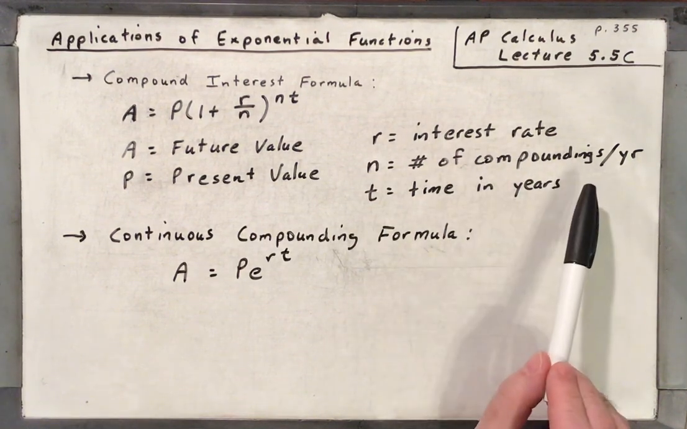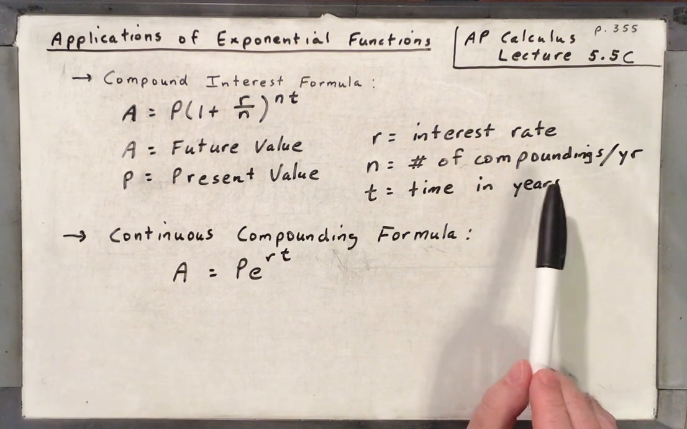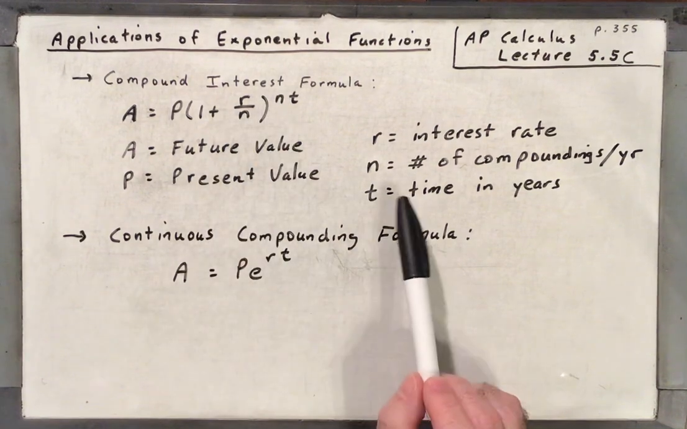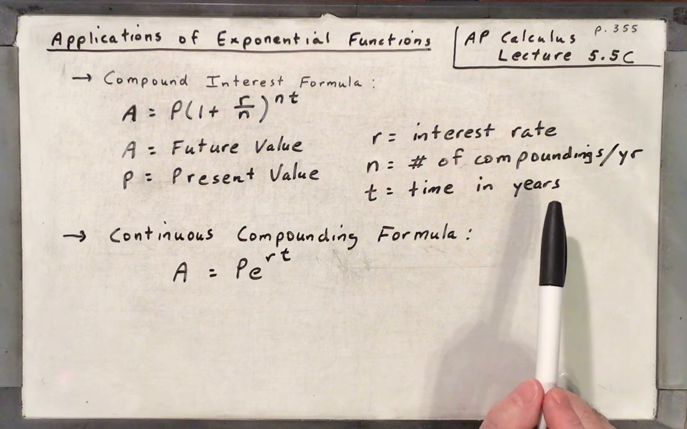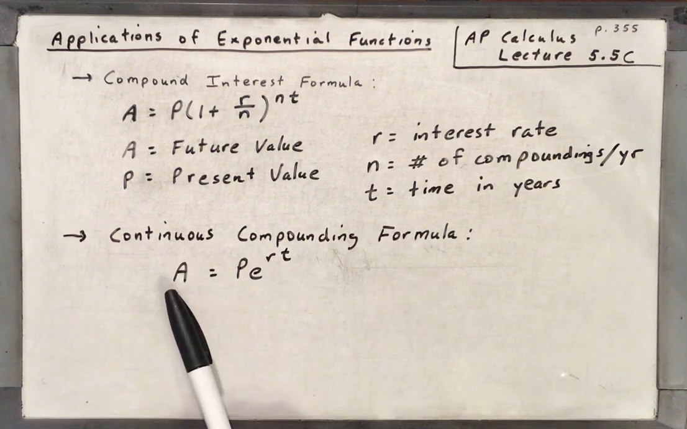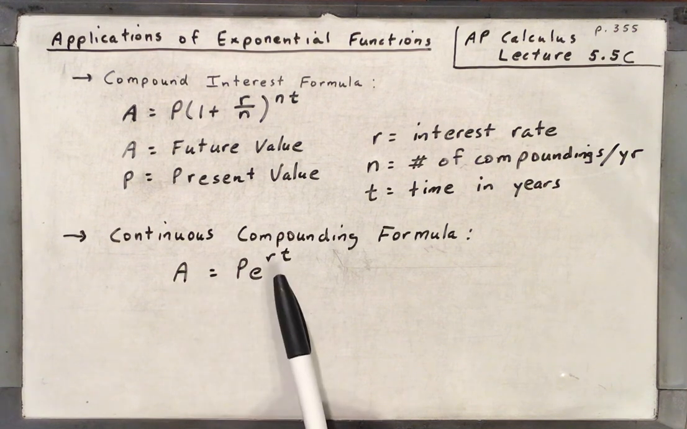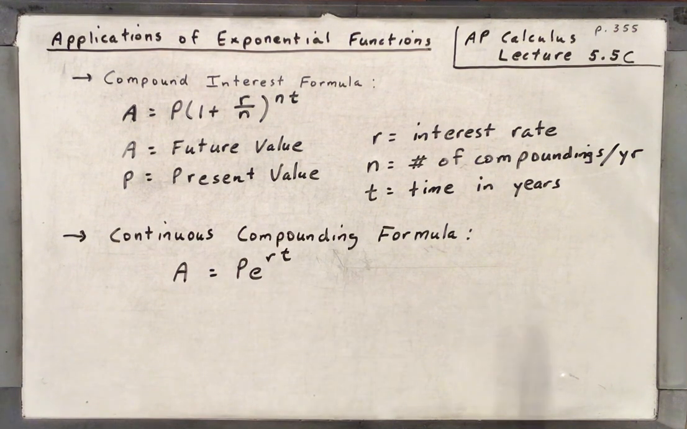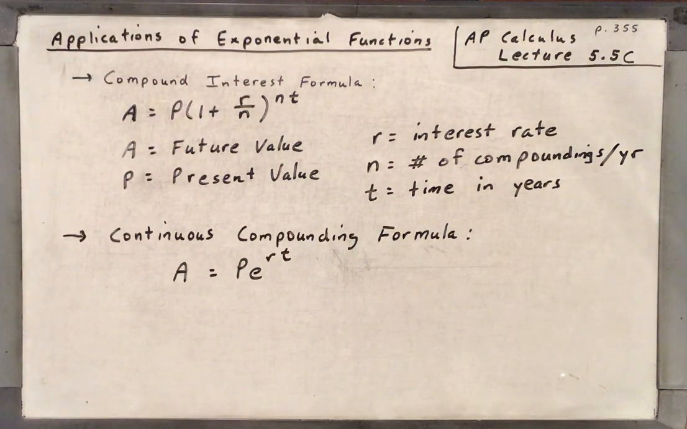N is the number of compoundings per year, so that'll be given in the problem, whether it's semi-annually or monthly or quarterly. You'll have to put that into the formula. And then T is the time in years. Now, if it says in the problem that the money is continuously compounded, then that uses a different formula. A is equal to P e to the RT. We memorize this in pre-cal as PERT. A is equal to PERT. I'm going to give you a second to write these formulas down in your notes, and then we will work a couple of example problems.